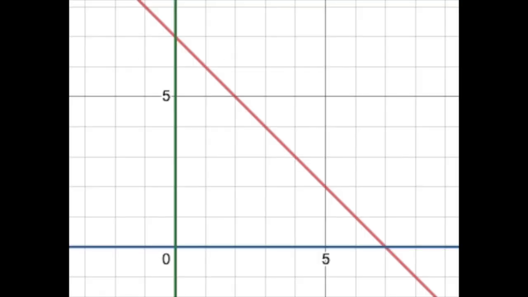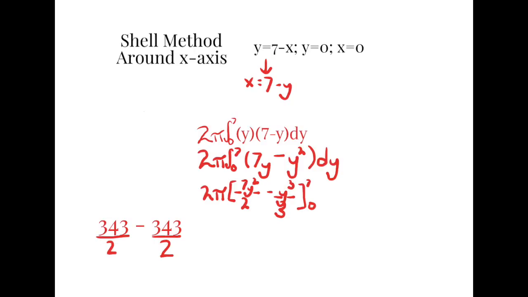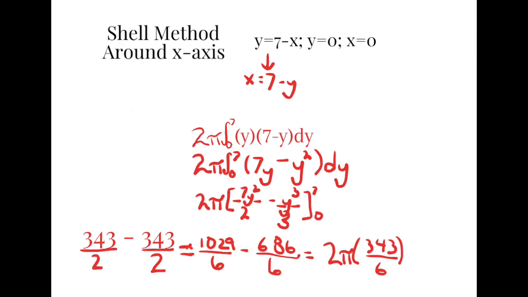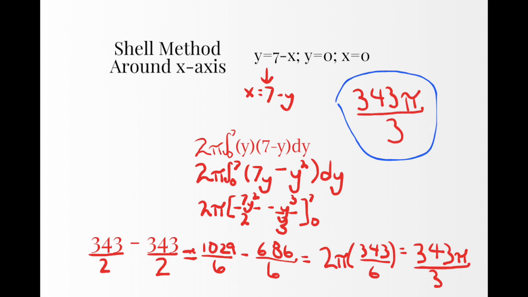Our interval runs from 0 to 7, so 0 is going to end up being 0, so we just have to focus on 7. Plugging in 7 into the equation, you get 343 over 3 minus 343 over 2. I messed up and accidentally wrote 2. Once you get a common denominator and subtract, you can multiply by 2 pi. Simplifying that will give you your final value of 343 pi over 3.